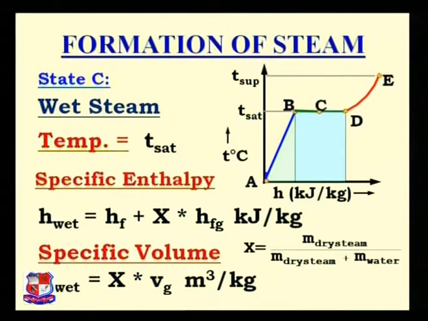by Vg. Now all the values like T set, HF and HFG and Vg we will get from the steam table. Only the value X is required. So here, depending upon the numerical, sometimes dryness fraction X is given in the numerical and we have to find out H wet. Sometimes H wet is given and we have to calculate the X, where X is the dryness fraction and it can be calculated using the equation mass of dry steam divided by mass of dry steam plus mass of water.